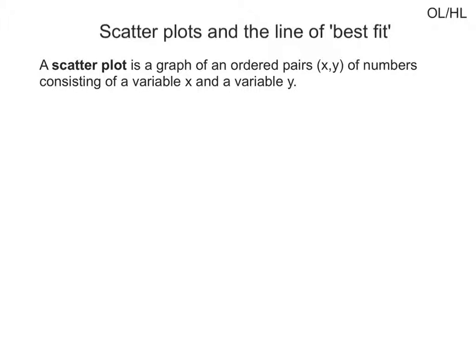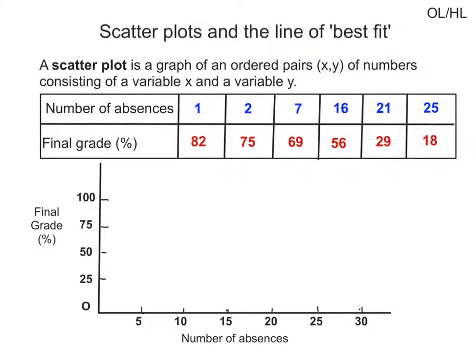Let's have a try at making a scatter diagram. The table shows us the number of absences and final grade where each column represents an ordered pair or individual. On the diagram, you can see the x-axis has been labelled the number of absences and the y-axis has been labelled the final grade. Now we take each ordered pair and plot on the diagram.